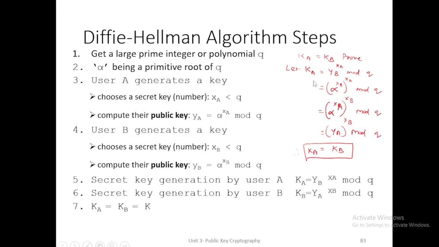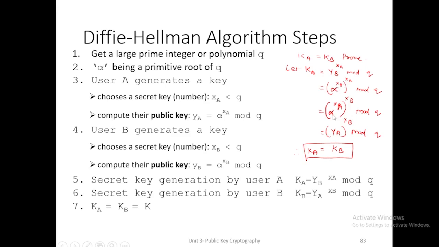So how can we prove it? Let us take the KA value. In this algorithm, KA is equal to YB power XA mod q. I am writing it here. And what is the value of YB? The formula is YB is equal to alpha power XB mod q. So instead of YB, I am substituting alpha power XB. The value is rewritten as alpha power XB, whole power XA, mod q. If power values are nested, we can exchange them: a to the power m, whole power n, can be rewritten as a power n, whole power m.